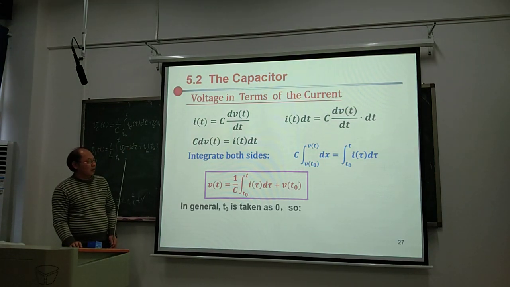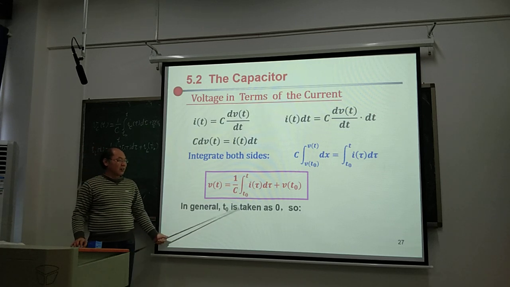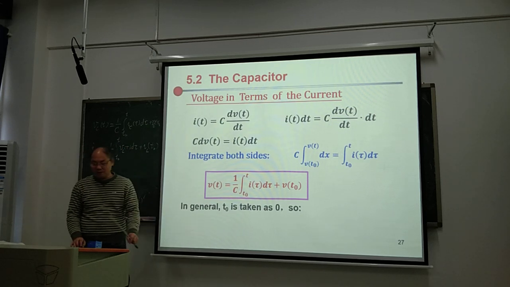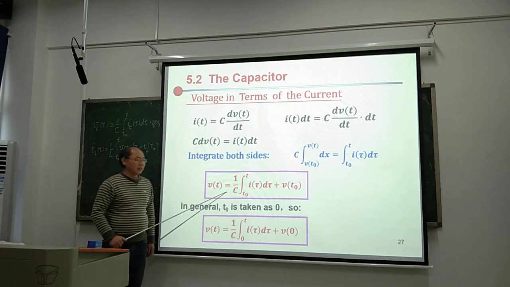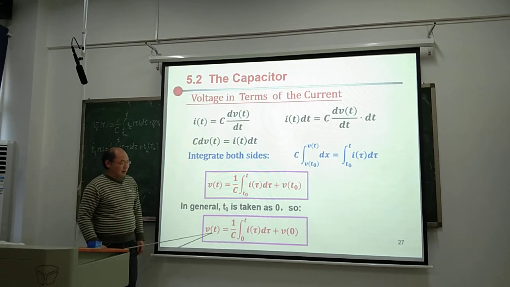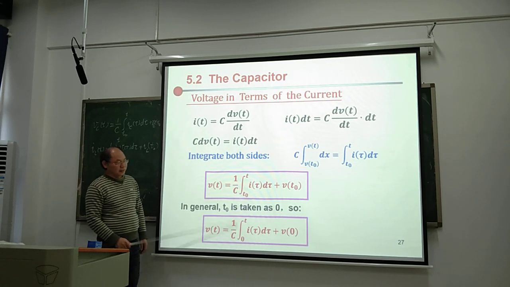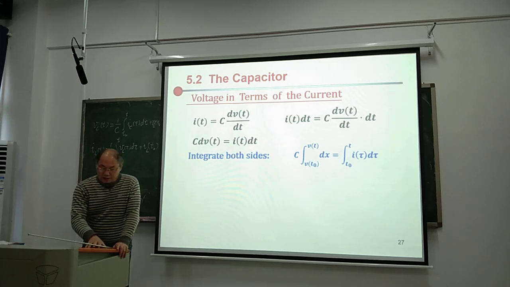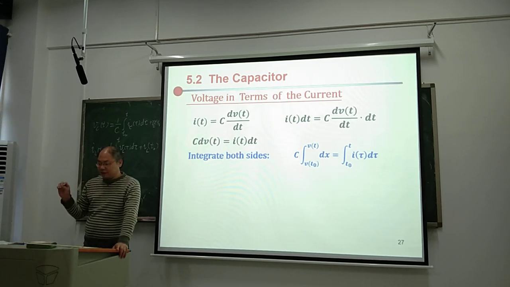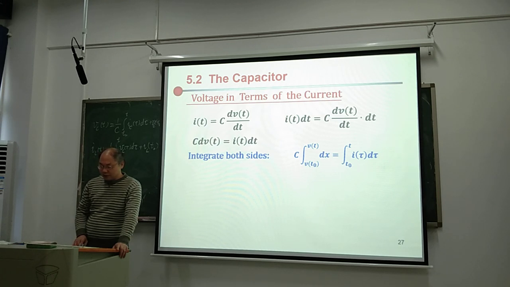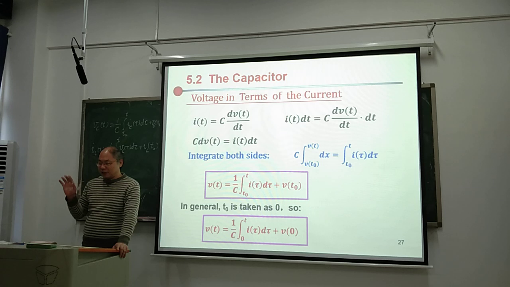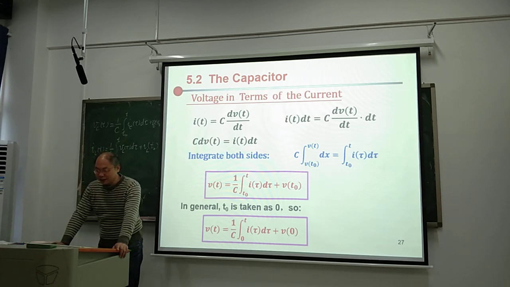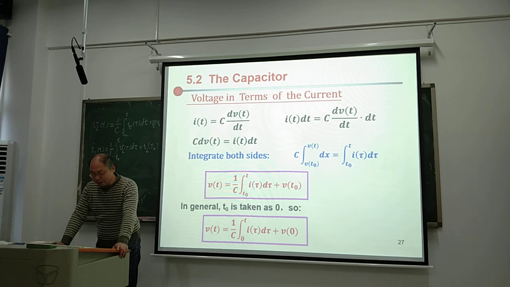So usually, or in general, t0 is taken as 0. So this expression we can write in this way. Because we have learned the relationship for an inductor, the relationship between the capacitor's voltage and current is similar.